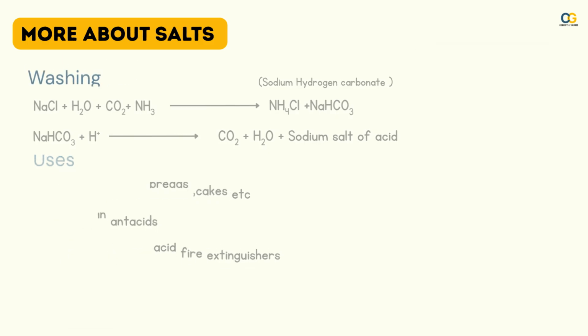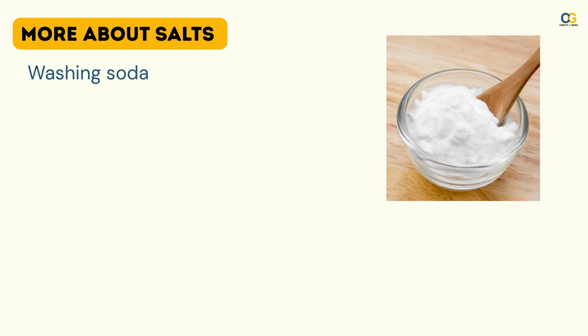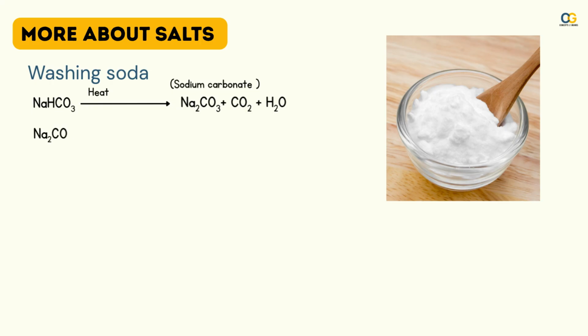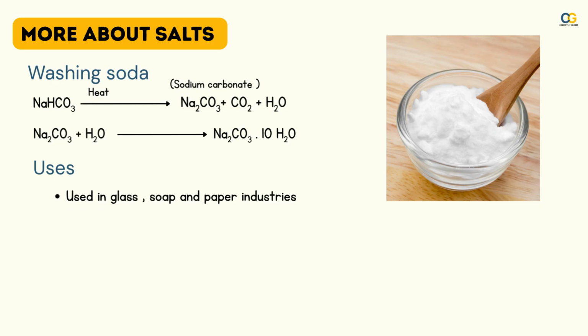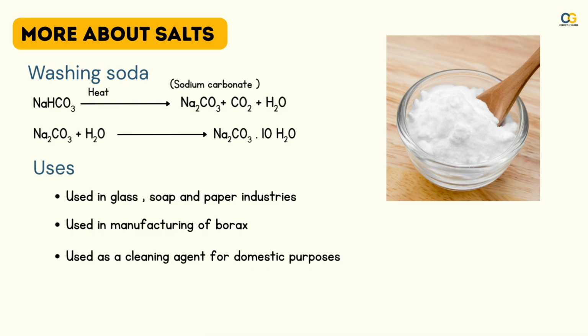Moving on, we have washing soda, where the sodium hydrogen carbonate is heated to give rise to sodium carbonate, carbon dioxide, and water. And when this sodium carbonate is recrystallized with water, we get sodium carbonate with 10H2O. This is washing soda, which is used in glass, soap, and paper industries. It is also used in the manufacturing of borax. It is a cleaning agent for domestic purposes. It can be used for removing permanent hardness of water.